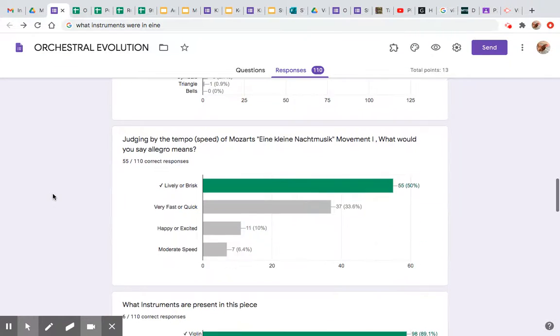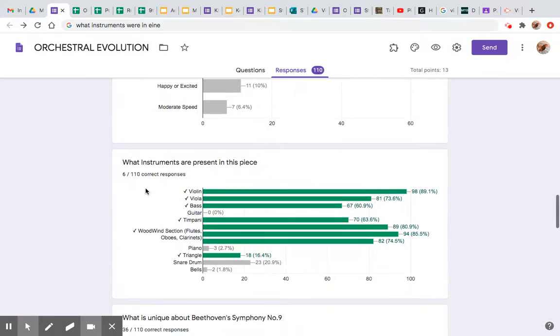Furthermore, when we had the question about the speed of the tempo, what do you think it meant? We did well on this, but for those of you who did not get it quite, just use Google and ask it, what does allegro mean? And then you'll get the right answer.